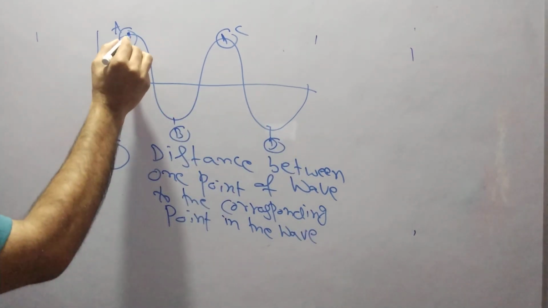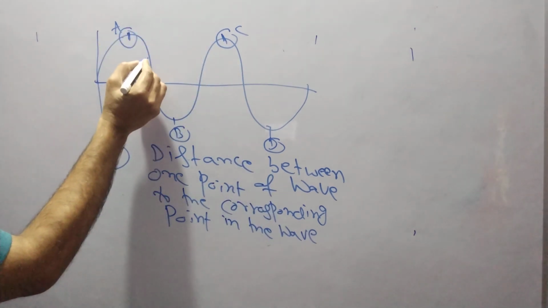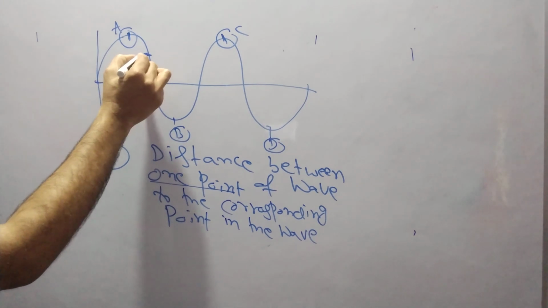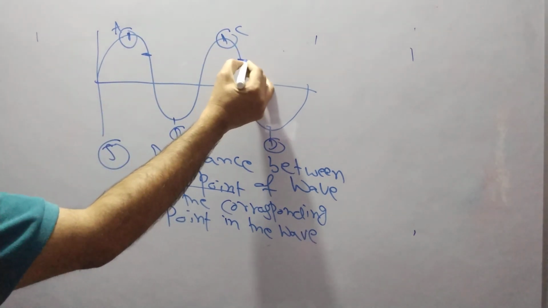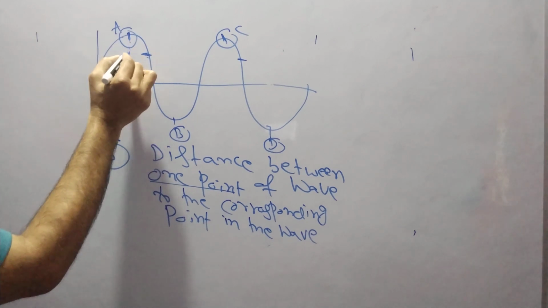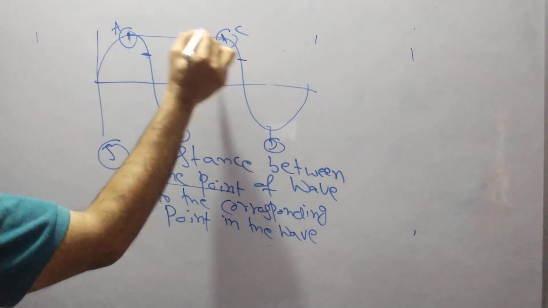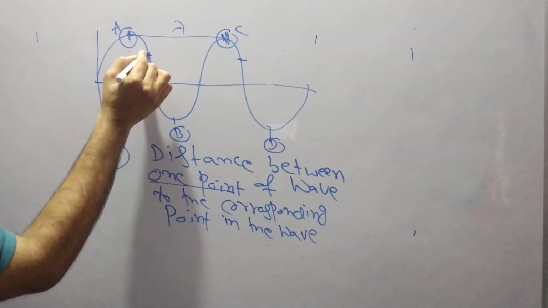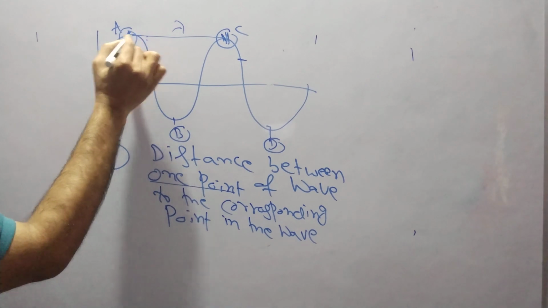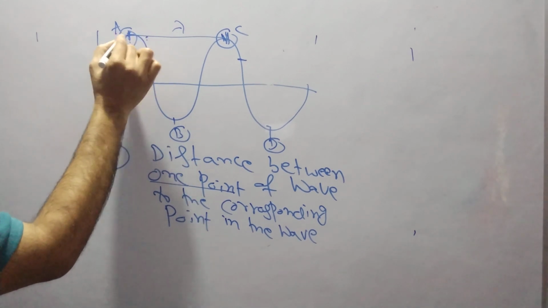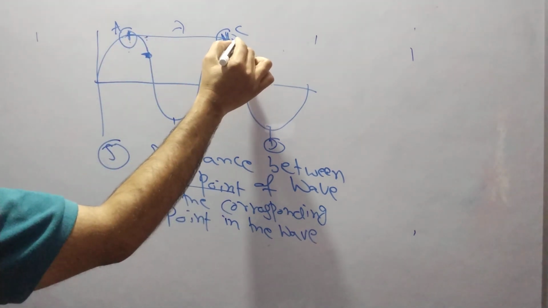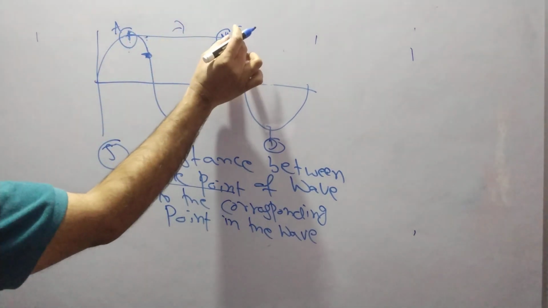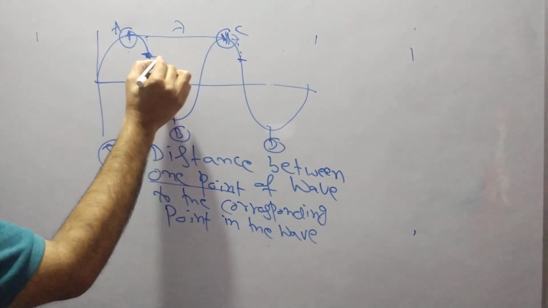So I will explain this one. This is wavelength, right? Now I am taking a point here, that is one point of a wave, to the corresponding point here. This is not the corresponding point of this one. Here actually this is a wavelength, this from here to here is lambda. So I am starting from here. This length is subtracted here, and the same length I am adding here. This is known as lambda.